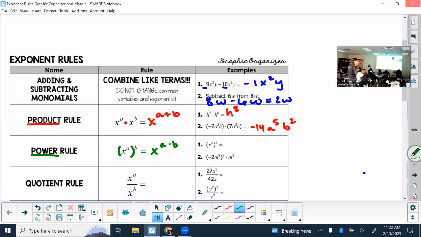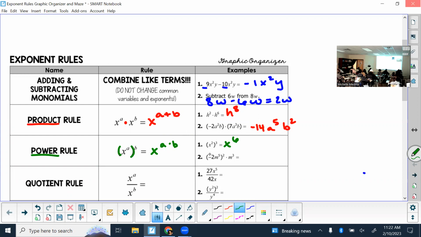So x to the a raised to the b is now x to the a times b. In this one, x to the 2 raised to the 3 is going to be x to the 6. 2 times 3 is 6. Coefficients you would treat like normal.